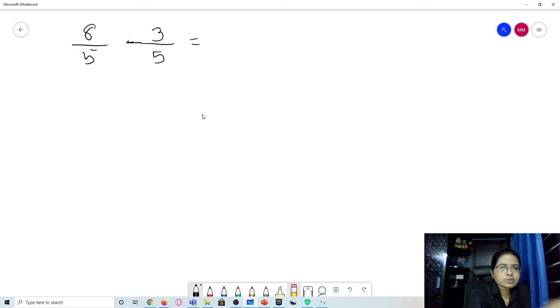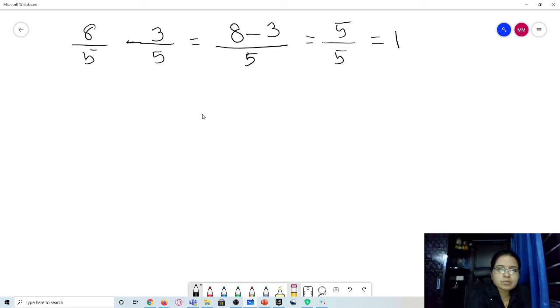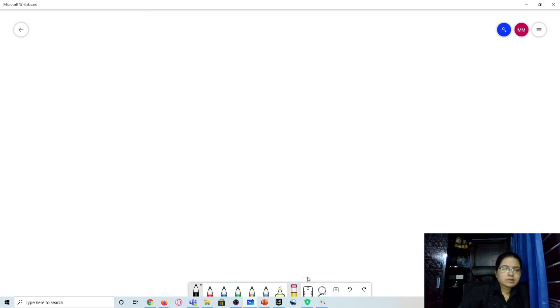Both are like fractions. Just subtract the numerators. 8 minus 3 divided by the denominator 5. 8 minus 3 is 5. 5 divided by 5 is equal to 1. This is the subtraction of like fractions. Now subtraction of unlike fractions: 3 divided by 5 minus 2 divided by 7.